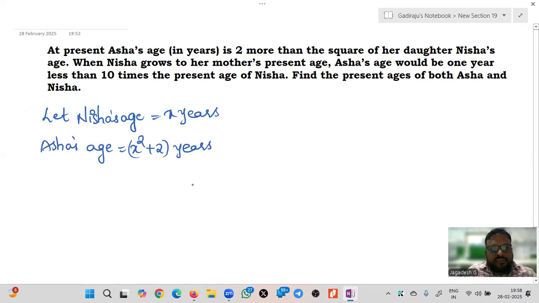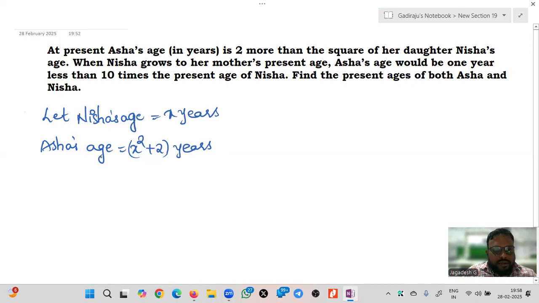Now come to the next instance. What it is telling is, when Nisha grows to her mother's present age, that means Nisha from x years comes to x square plus 2 years, Asha's age would be 1 year less than 10 times the present age of Nisha. Now here we have one condition, and there is a small point to be noted.